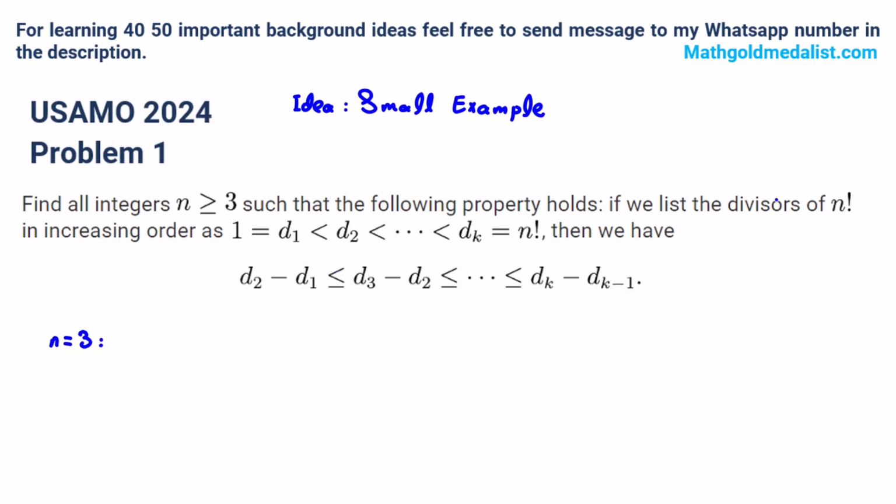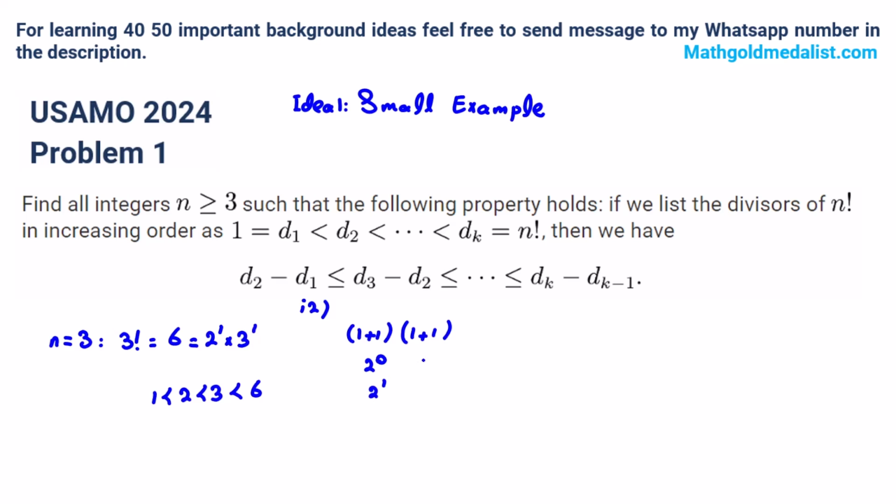Then we should consider 3 factorial. 3 factorial is 6. So we should write all the divisors, d1 to dk: 1, 2, 3, 6. Let's call this idea 1. And how many divisors do we have? 2 to the 1 times 3 to the 1. You should add 1 to each power and multiply them together. So it's (1 plus 1) times (1 plus 1). We can call it idea 2. The reason is that you can have 2 to the 0, 2 to the 1, 3 to the 0, 3 to the 1, and this is 1, 2, 3, 6. So 4 divisors, so we've not missed any divisor.